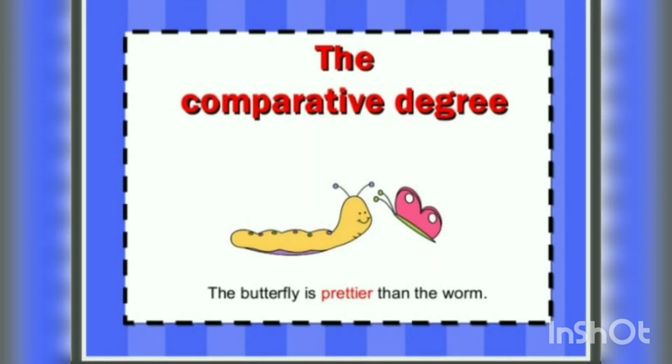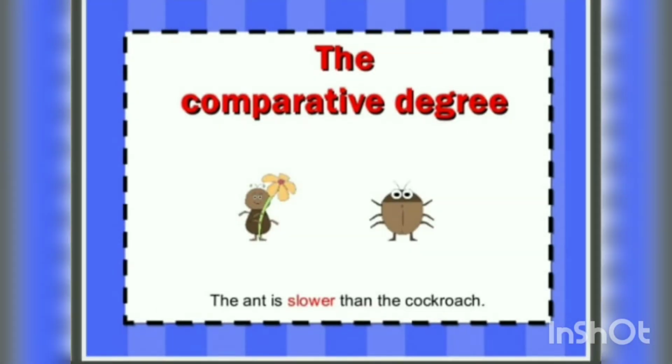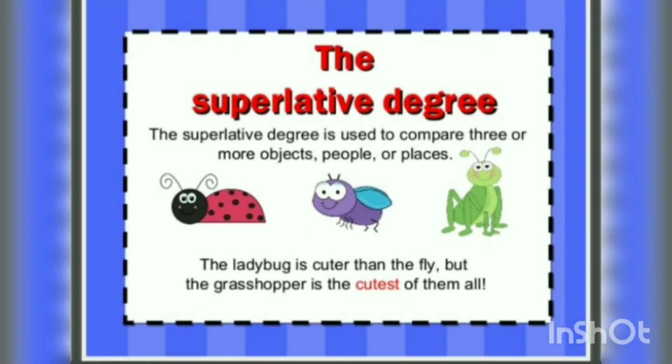The butterfly is prettier than the worm, earthworm. So many types of worms are there. Yes. The ant is slower than the cockroach. Slower. It is comparative degree.